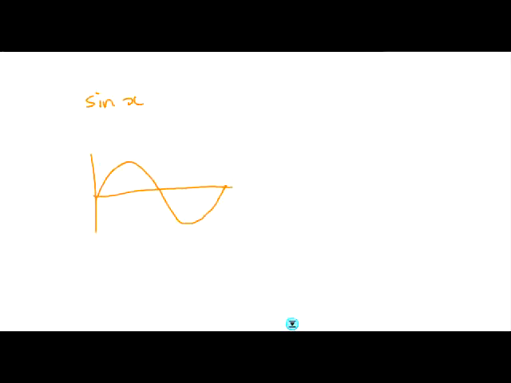Alright, and you need to remember what sine of 2x looks like. And it's this. Basically, it repeats 2 cycles in the 360. So this one is sine 2x.